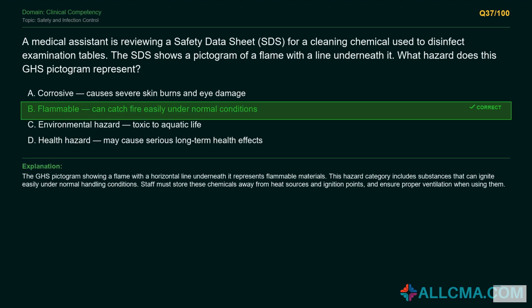The correct answer is B. The GHS pictogram showing a flame with a horizontal line underneath it represents flammable materials. This hazard category includes substances that can ignite easily under normal handling conditions. Staff must store these chemicals away from heat sources and ignition points and ensure proper ventilation when using them.